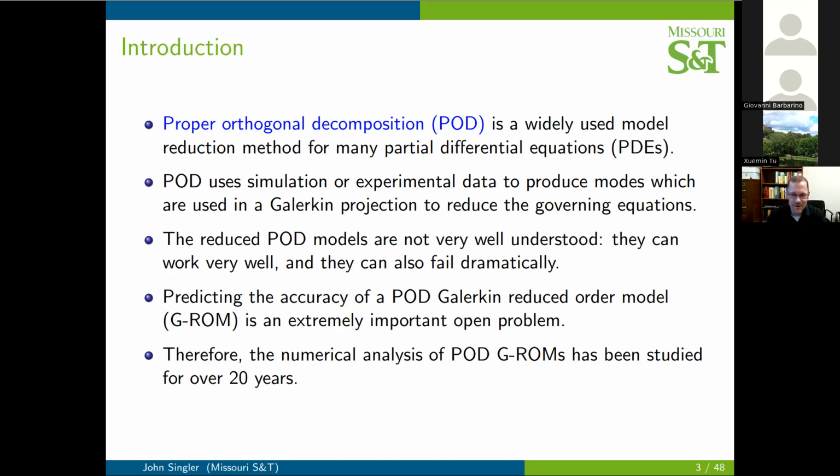I would still say we don't understand these reduced order models very well. They can sometimes work incredibly well. It's sometimes surprising how you can take a full order model of millions of degrees of freedom and reduce it down to 100 and capture the large scale behaviors. And then sometimes they just can fail dramatically.